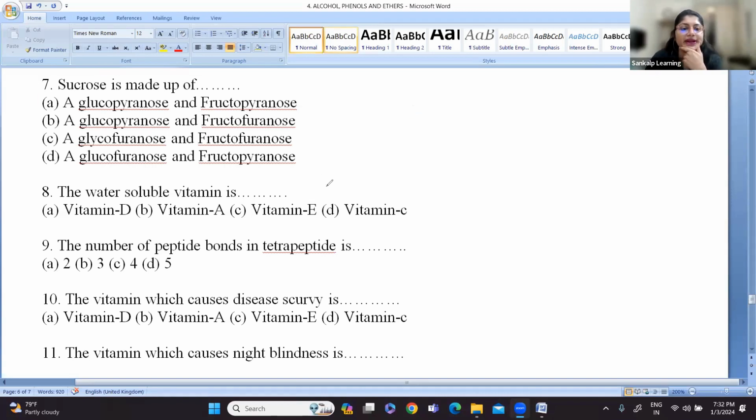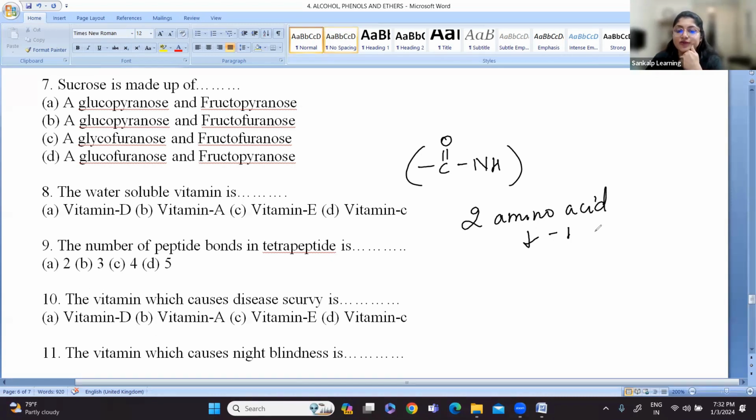Before that, what is a peptide bond, students? A peptide bond is an amide bond. This is the amide bond. An amide bond which is formed between two amino acids with the elimination of water is called a peptide bond.